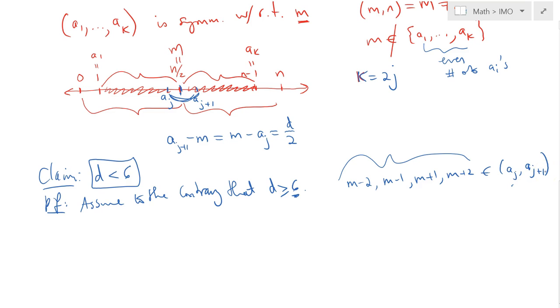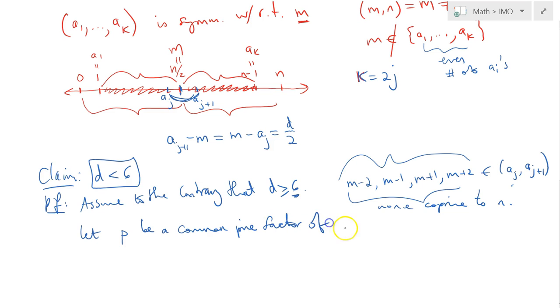And all of them are not co-prime with n, right? So they share a factor with n. So none of these, let's write that down, none co-prime to n. But then it means that let p be a common prime factor of n and m minus 1, and in a similar way let p prime be a common prime factor of n and m minus 2.